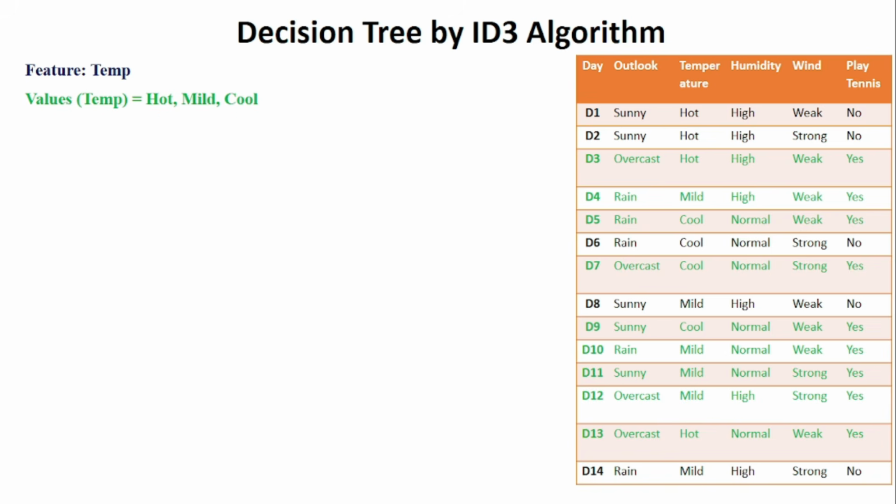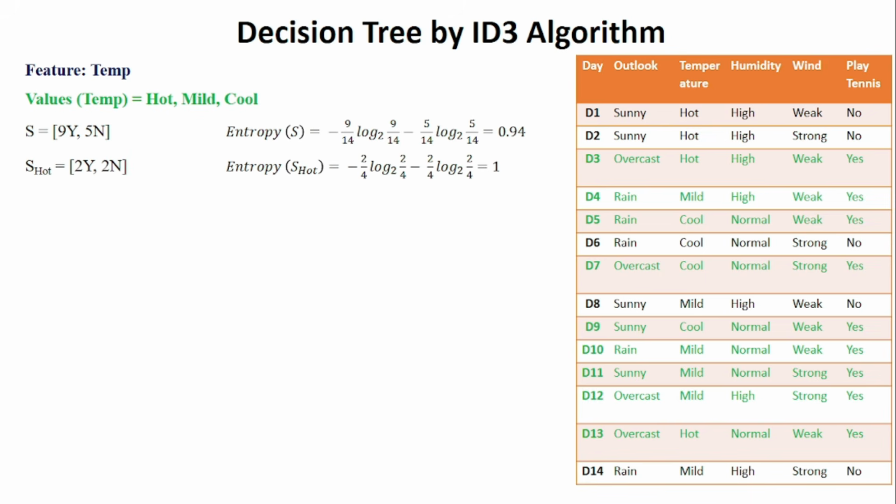The values under temperature are hot, mild and cool. These are the three values we have. So the total entropy of S, as calculated earlier, is 0.94, and for the entropy of hot, we need to look at how many yes we have. We have two yes: D3 and D13 are yes, and the remaining two are no.